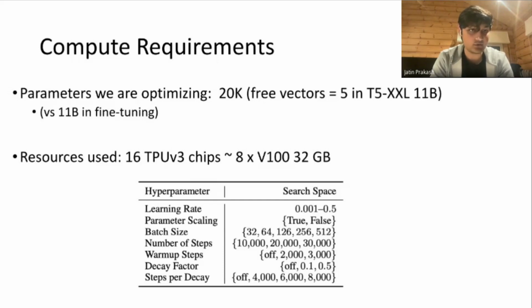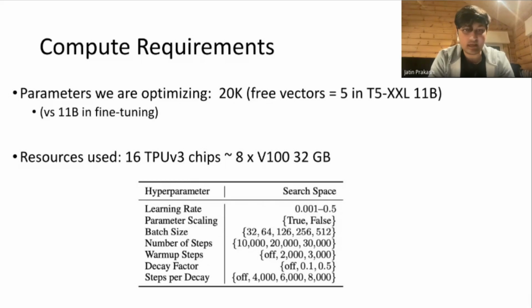So then we are optimizing 5 times 4096 parameters, which is about 20K. Now compare this to fine-tuning 11 billion parameters. So this is like 5 to 6 orders of magnitude less. And the resources they use is 16 TPU v3 chips, I think, for all the experiments, which I read in some tweet is almost equivalent to 8 V100s.